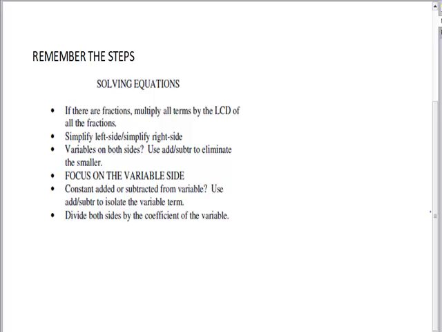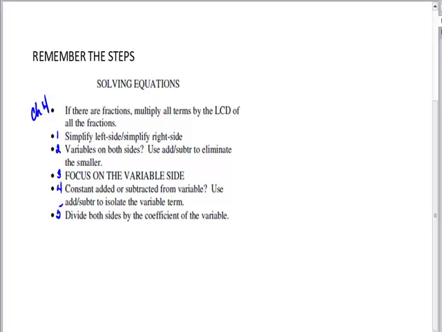Now, step number one, we're not going to need right now. That's actually in chapter 4, because it starts out saying if there are fractions. We're not going to have any fractions right now. Okay, so we're actually going to start right here, and these are our steps. You might want to take time to, if you need to, pause this video and write these down.